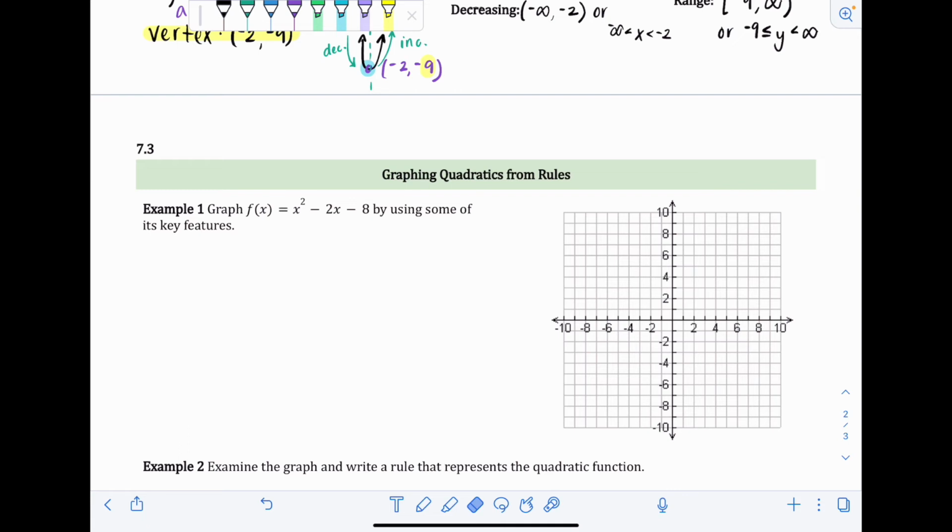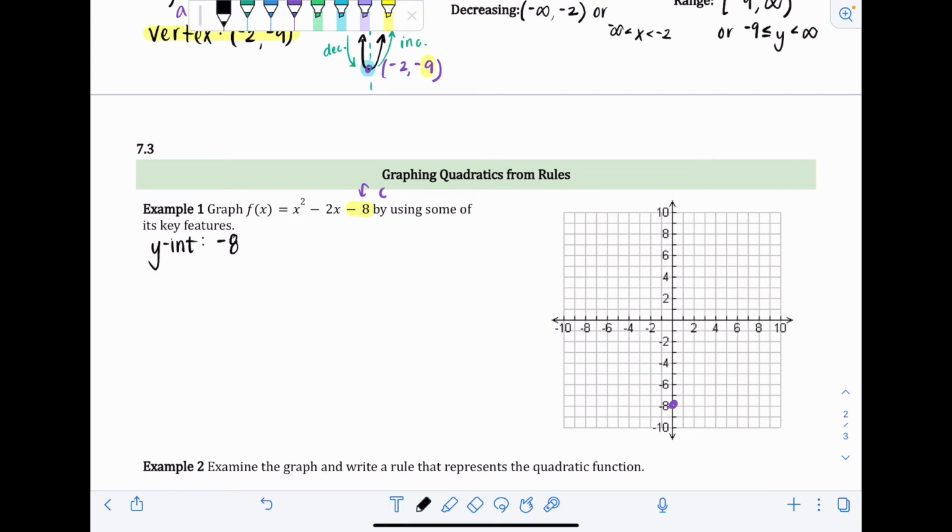I'm going to start with the y-intercept first, because that's the easiest. For my y-intercept, remember that it is just my c value when it's in standard form. In this case, c is -8, so our y-intercept is -8. I can just go ahead and put that on the graph right now. We have a y-intercept of -8, so there's a point there.